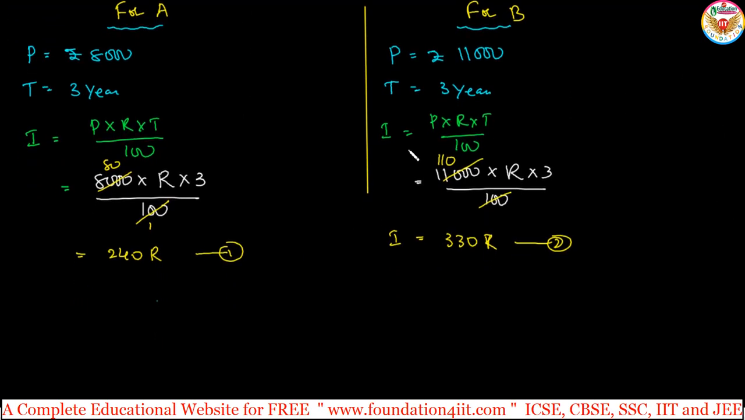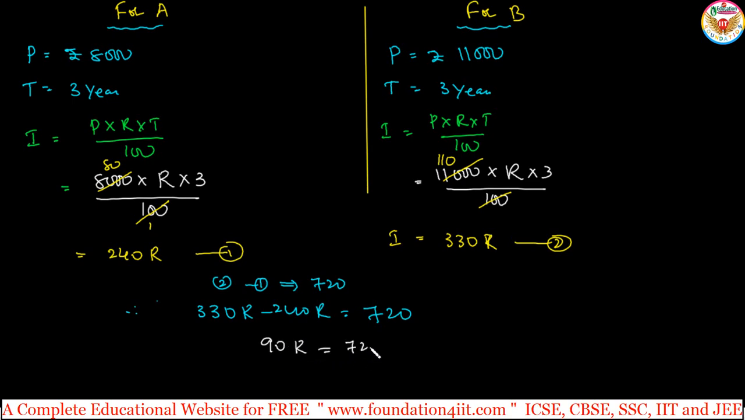Right? That we can take now, because B got 720 rupees more. Therefore, 330R minus 240R is exactly equal to 720, because B is getting 720 more. If we subtract A's interest from B's, that should be equal to 720, because equation 2 minus equation 1 is exactly equal to the difference of 720. 330R minus 240R is 90R. It is equal to 720. Then R is equal to 720 by 90. 0 cancels, 9 times 8. So 8% is the rate of interest. Right? 8%.